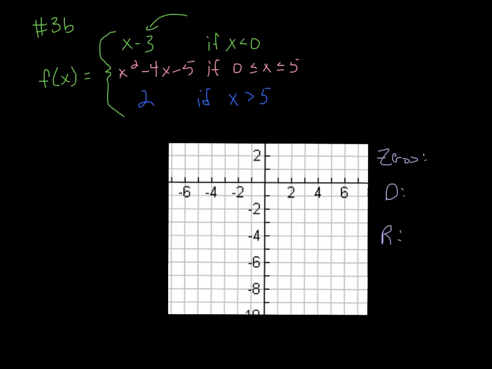That's just a line. That's the line y equals, or f of x equals, x minus 3. But you're only supposed to graph it if x is smaller than 0. So if you think about it, if it helps you, make a little table. I'll do a green table. Start at 0. 0 minus 3 is negative 3.